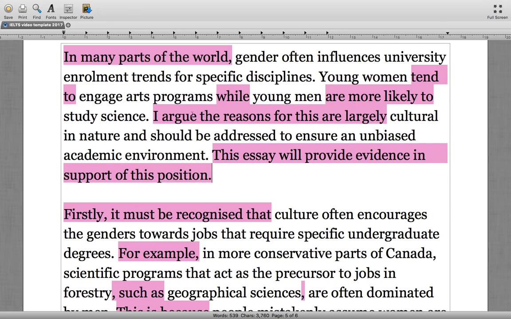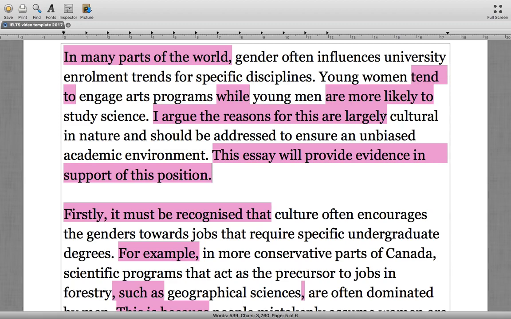Now, the thesis, I argue the reasons for this are largely cultural. Now, this phrase in here, I argue the reasons for this are largely, that's kind of a stock thesis opener that you could pop into many essays.